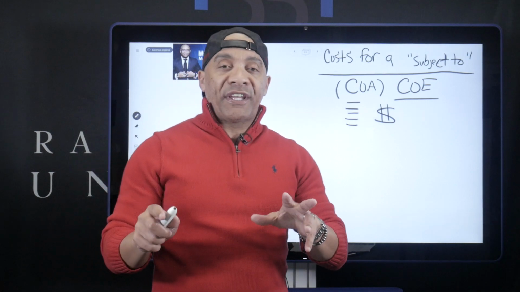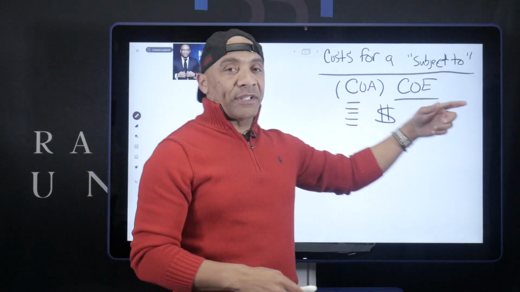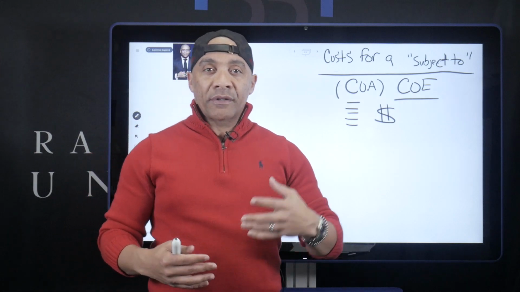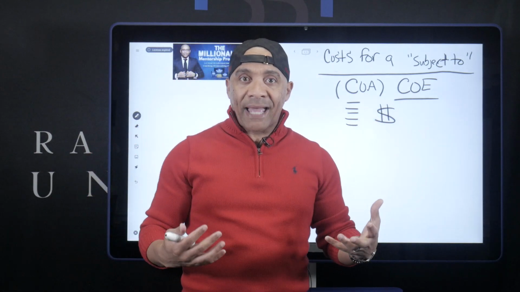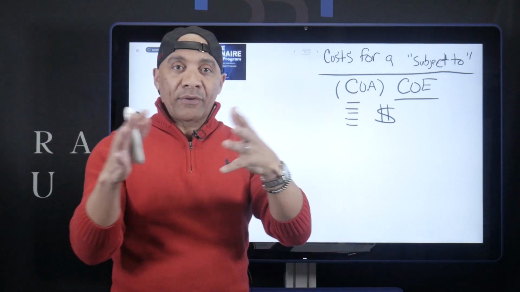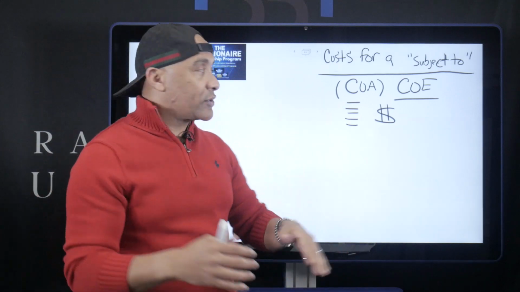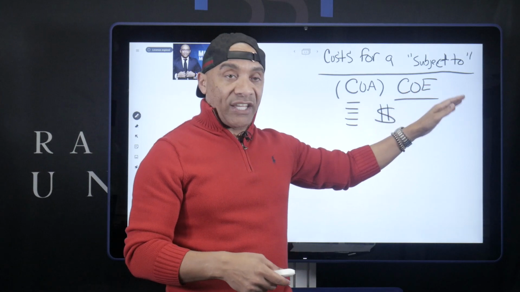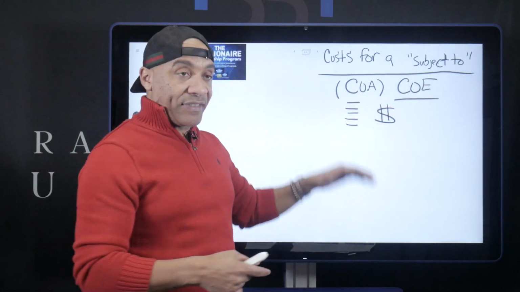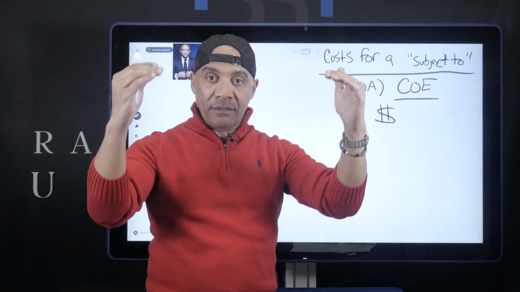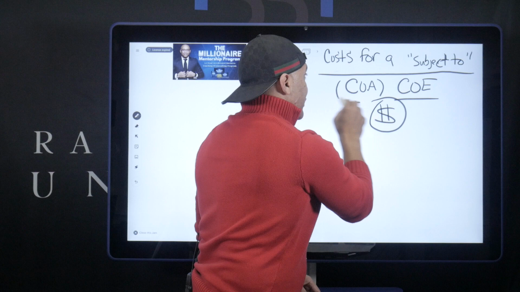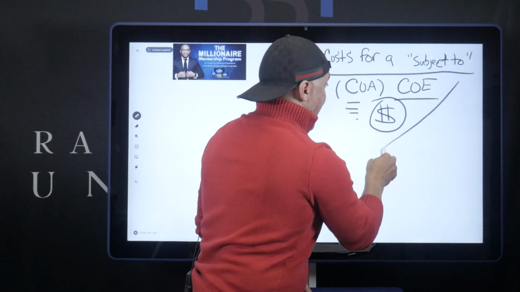In one of my previous videos, I talked about costs for a subject to transaction. If you're buying a property subject to, there are costs associated with buying it. I break those costs up into two different ways. We have cost of acquisition, or some may refer to it as cost of entry. There's a list of things you want to get the dollar amount of, to know exactly what the total cost is to purchase that property.